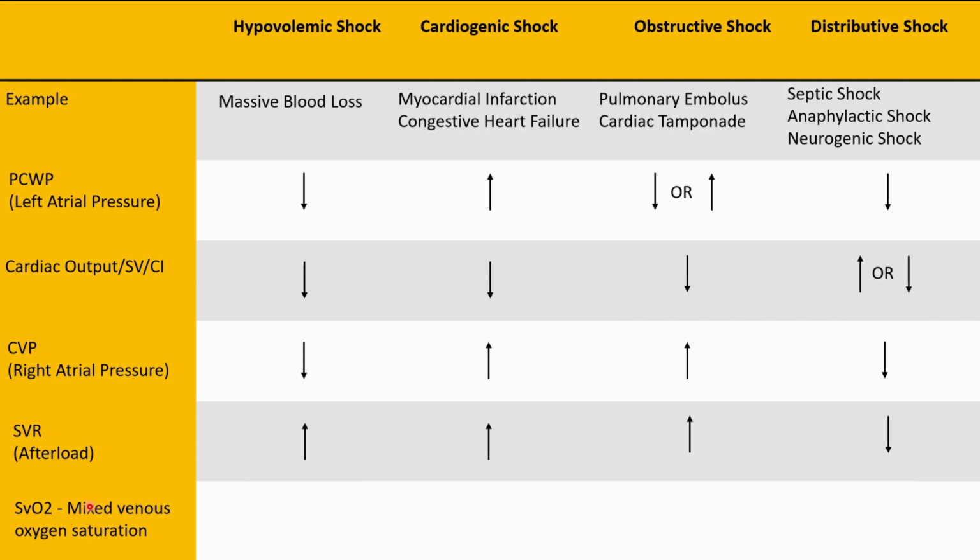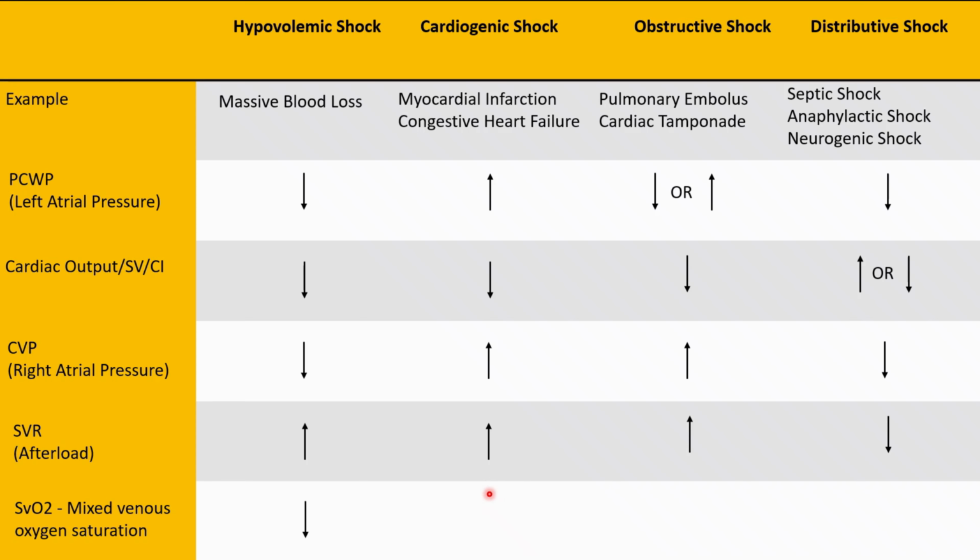And the last parameter, mixed venous oxygen saturation. In case of hypovolemic shock, are the tissues extracting oxygen? Are they extracting every last molecule of oxygen? Yes, they are, because there's so little blood to work with. There's so little oxygenated blood to work with that the tissues have to extract every last molecule of oxygen. So SVO2 will fall. The oxygen returning to the body in the veins will fall because everything is being extracted. Cardiogenic shock, same reason.